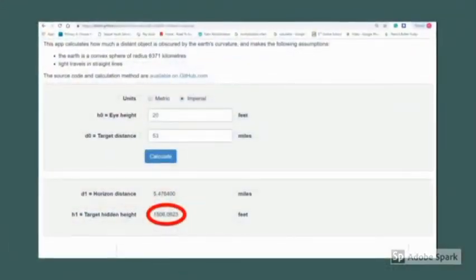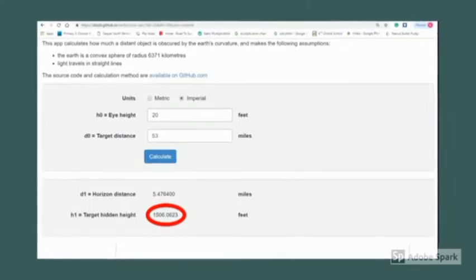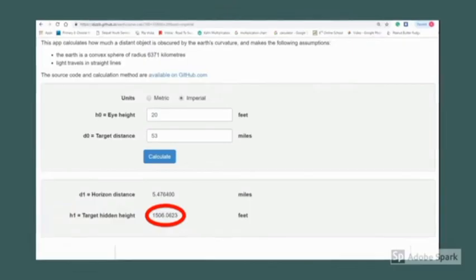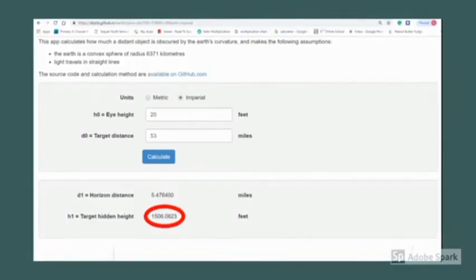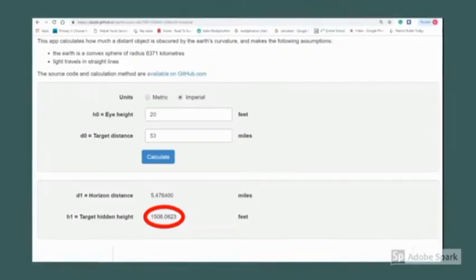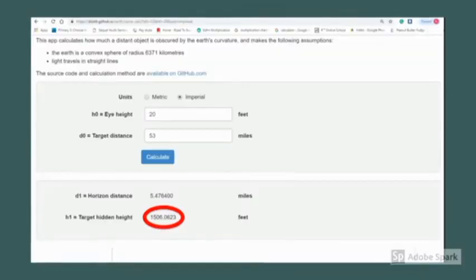Now, that photographer was down on the shoreline, and even if his eye height was 20 feet high, with a distance of 53 miles, that city should be covered by 1,506 feet of curvature. They've got some really tall buildings over there. But none of them are that tall. The Earth curvature calculator was definitely wrong that day.